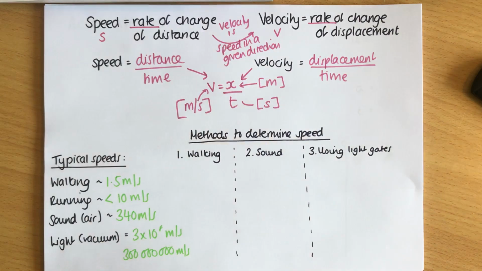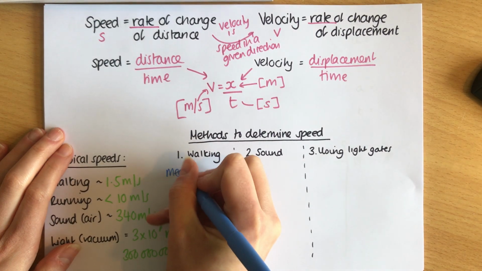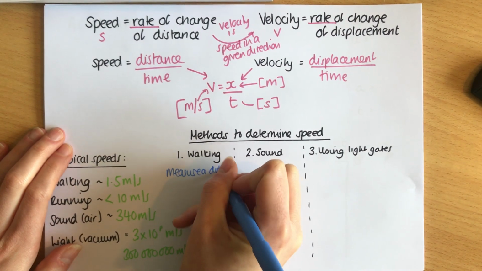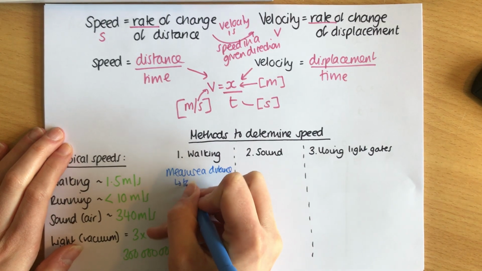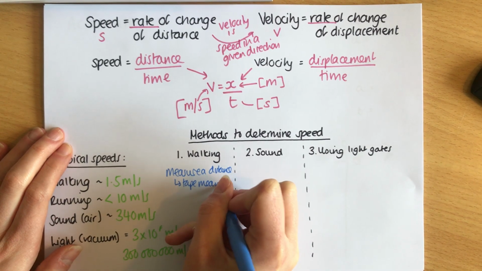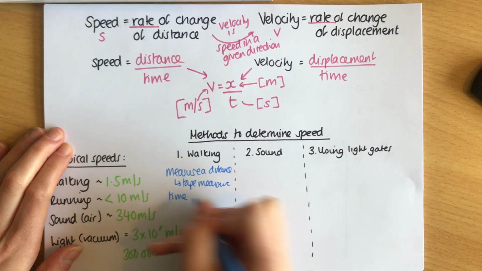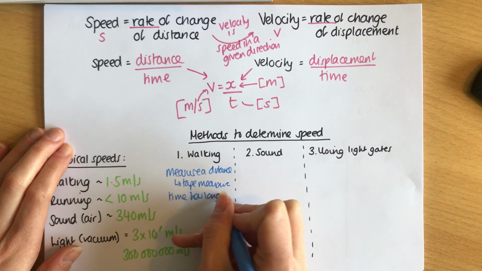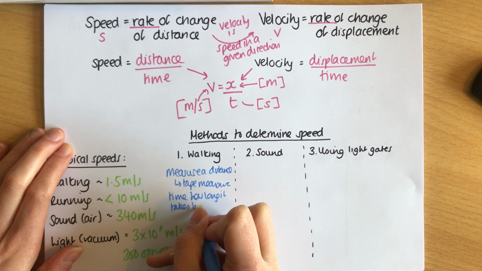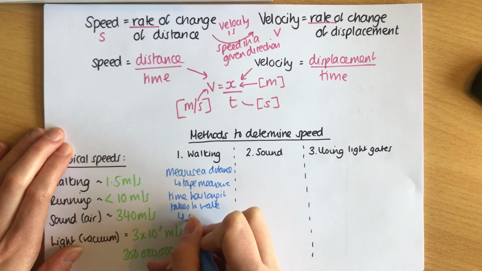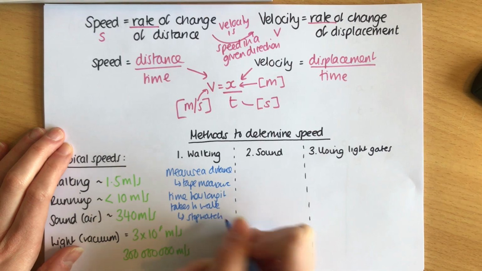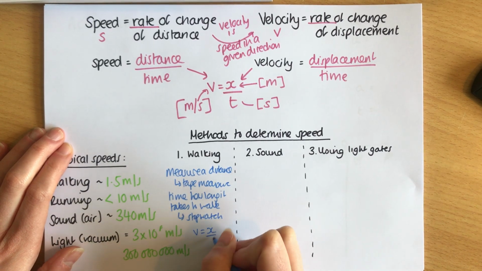Okay, you need to know some methods to determine speed, and they're quite likely for a 6-mark question. So imagine you want to work out the speed of walking. This is an experiment I do with my students. For this, you'd need to measure a distance with a tape measure. Then you'd need to time how long it takes to walk that distance with a stopwatch, and you would then do speed equals distance over time.